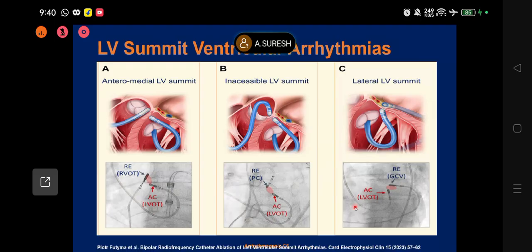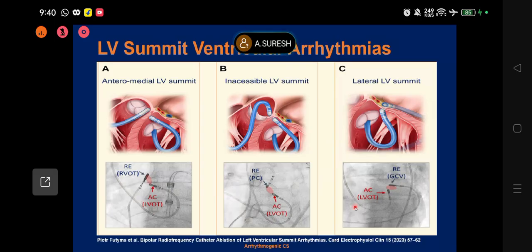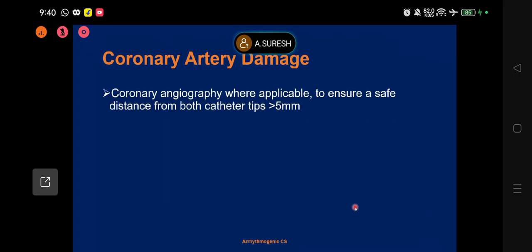So this was published by Futuyama et al. But one thing we have to understand is, with single ablation, the coronary sinus itself can cause spasm of the coronary artery. So if you do a bipolar ablation, there will be transmurality of the lesion along the entire length, and there can be damage to the coronary artery.